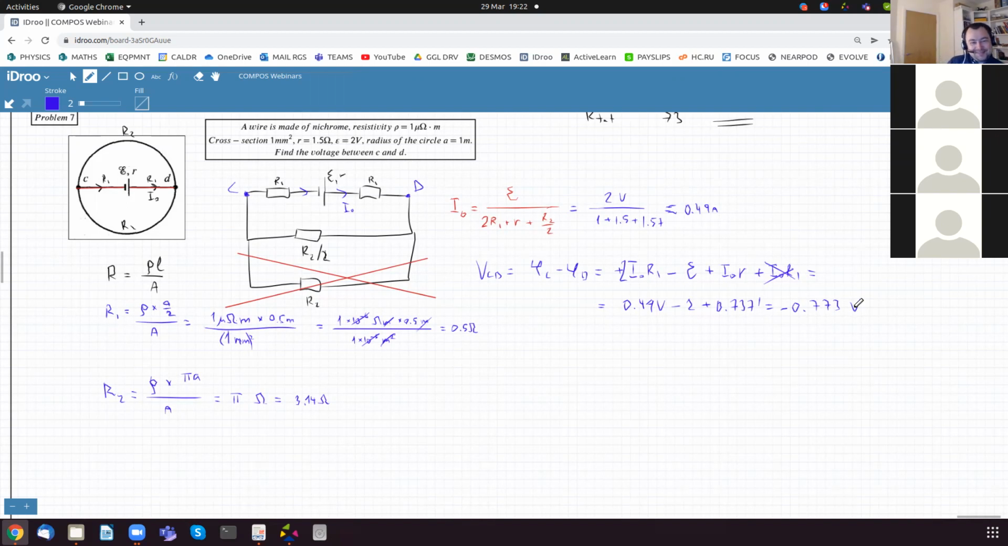How come it's negative? How come the voltage is negative? Well, because you're going from C to D. The potential drop is going to be negative because the battery increases the potential. So potential drop is negative as the battery increases the potential.